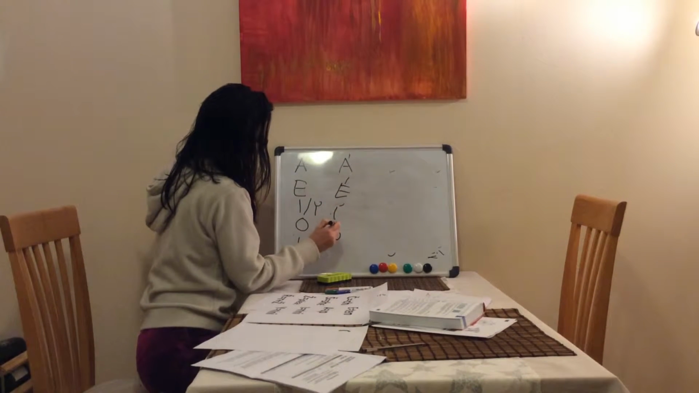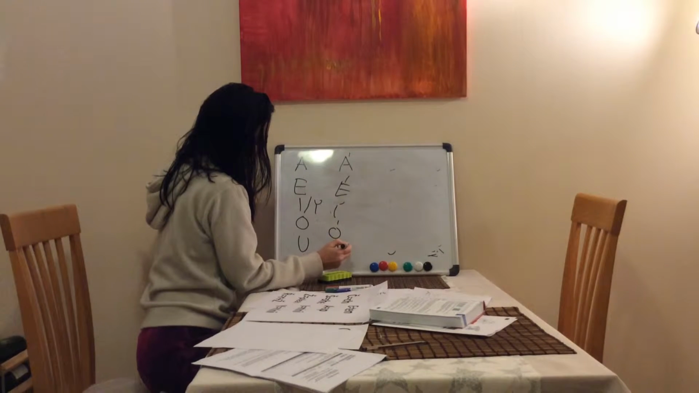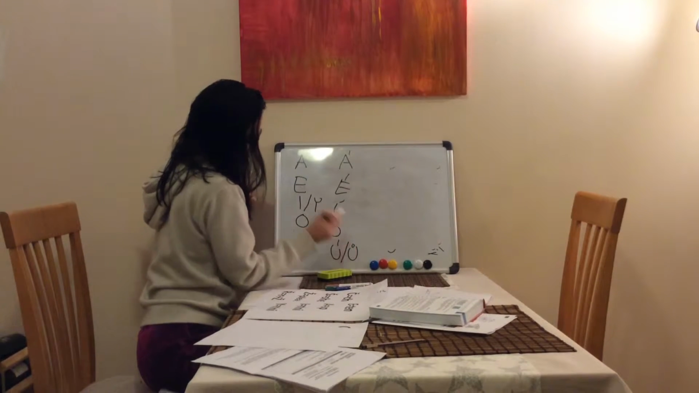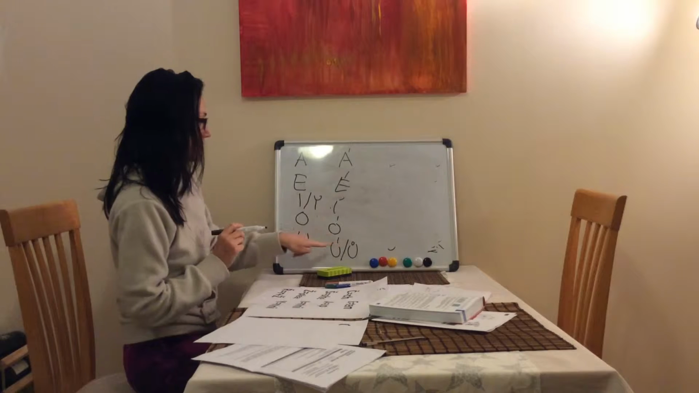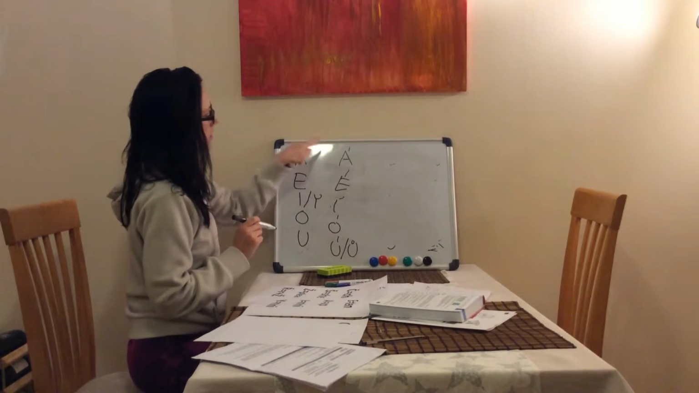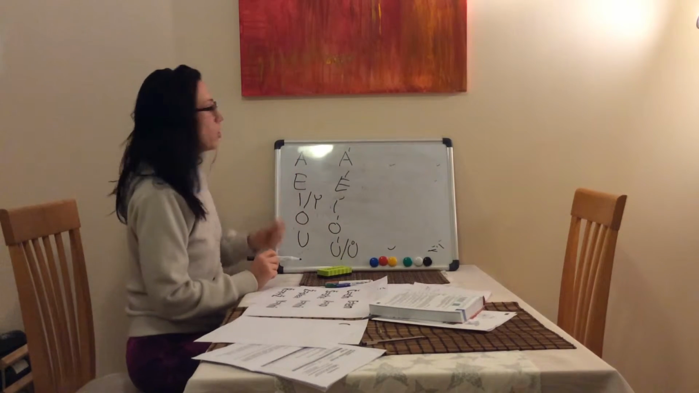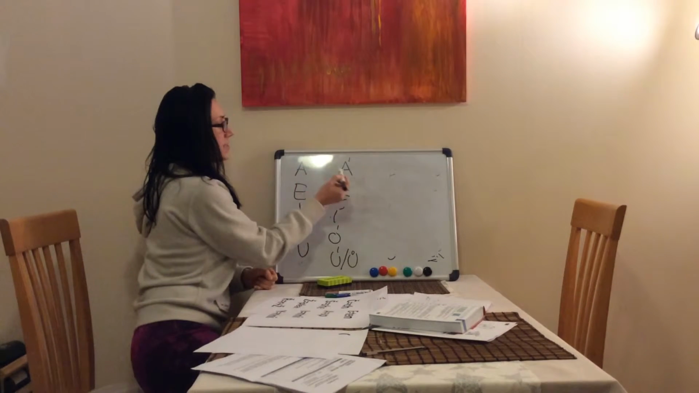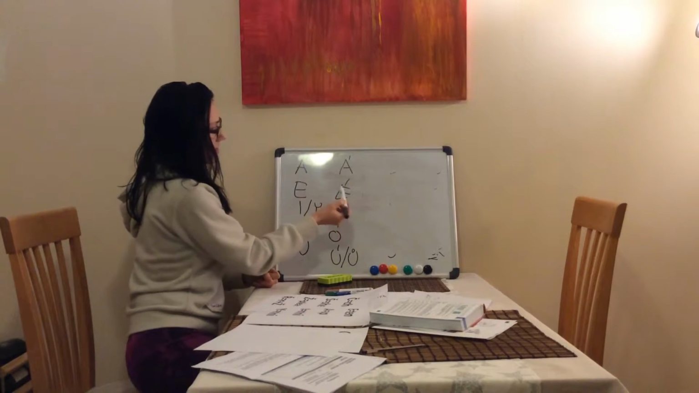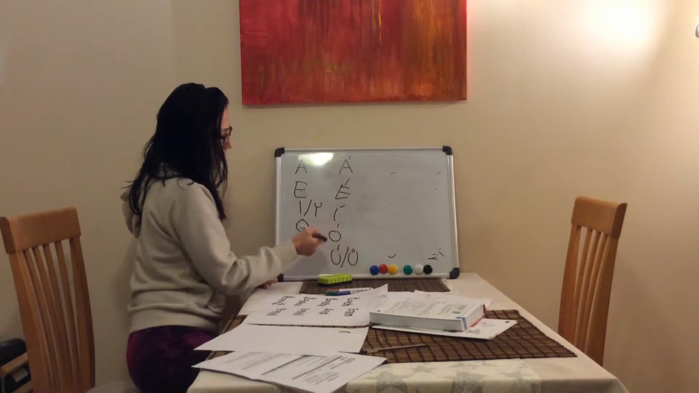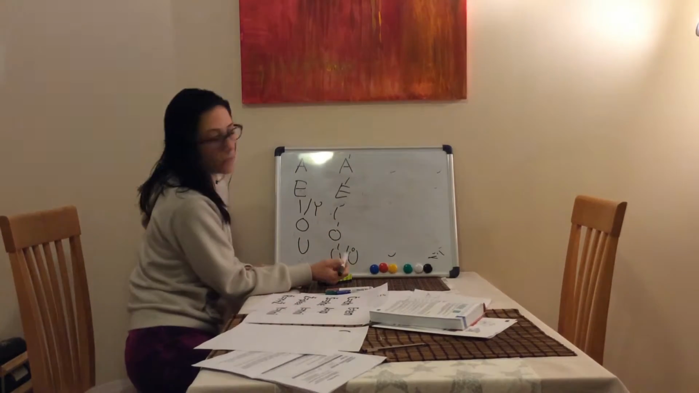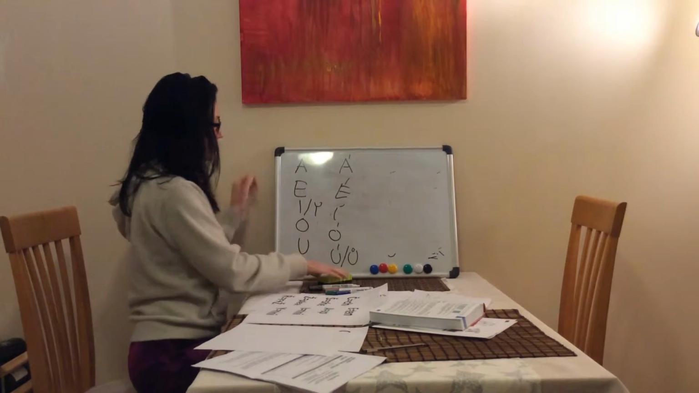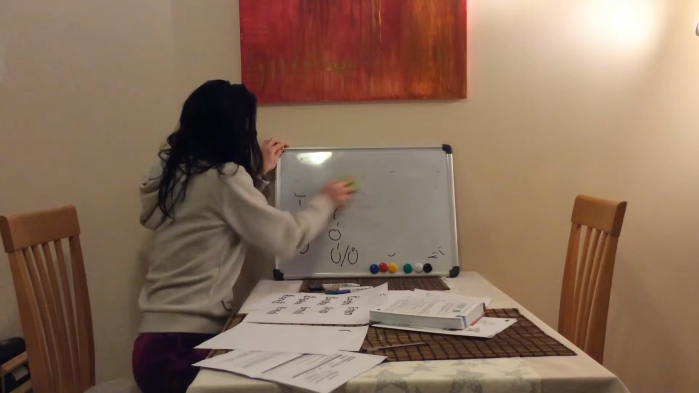E, O, and U. Sometimes the U has got a circle above it instead of the little mark. This just makes the sound longer. So instead of A, it's A. E is E. I is I. O is O. U is U. So it's just a longer sound.